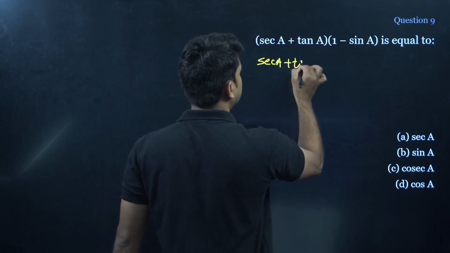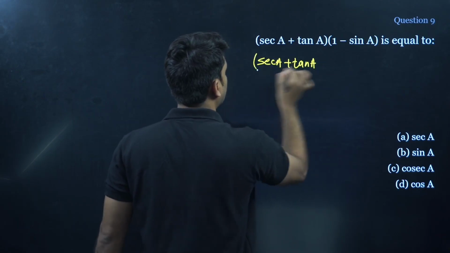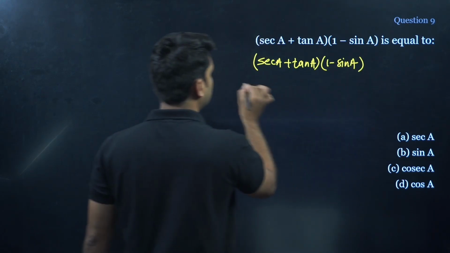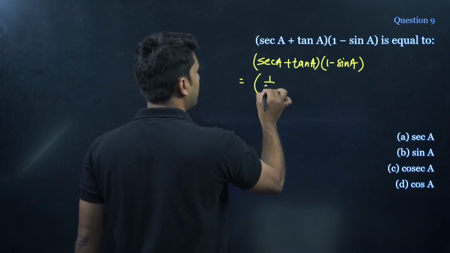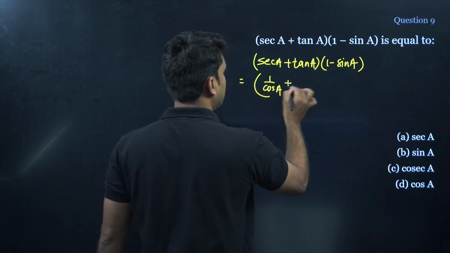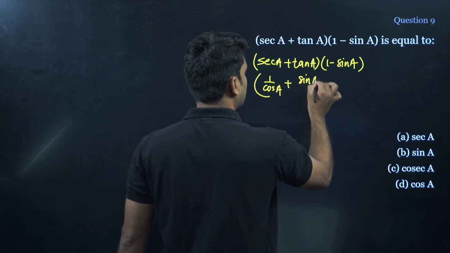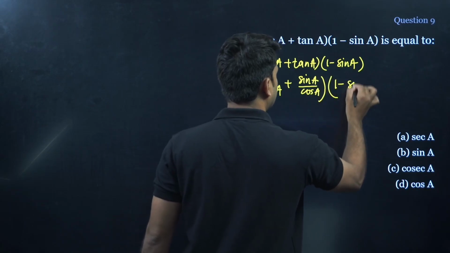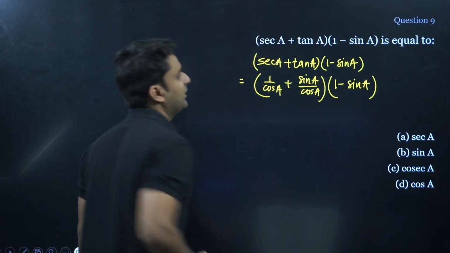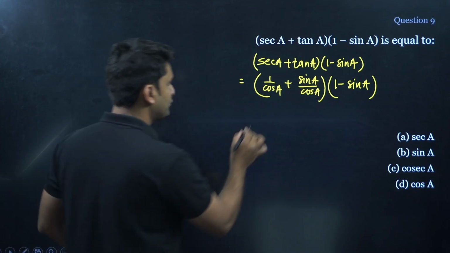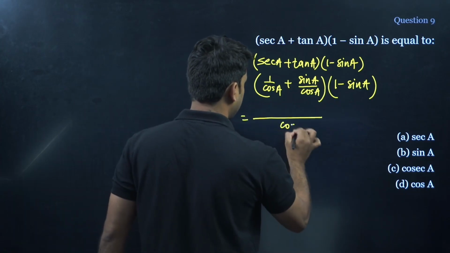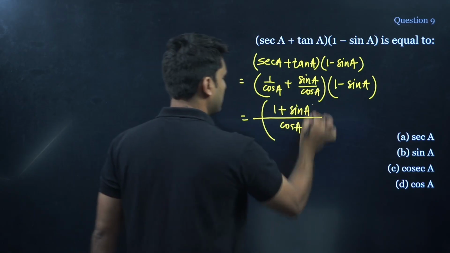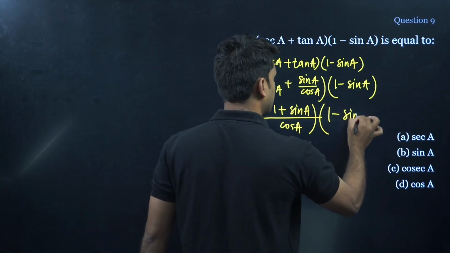sec a plus tan a into 1 minus sin a. Guys, sec a will be what? 1 by cos a. And tan a will be what? Sin a by cos a. And this is 1 minus sin a. Okay. Let's take LCM. So if we take LCM, this will be cos a, and here we have 1 plus sin a, and here 1 minus sin a.